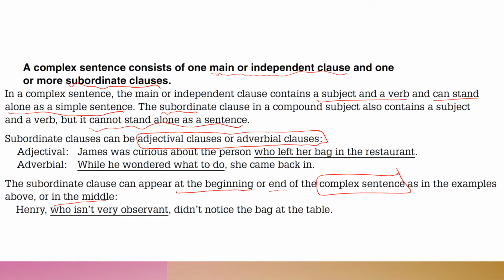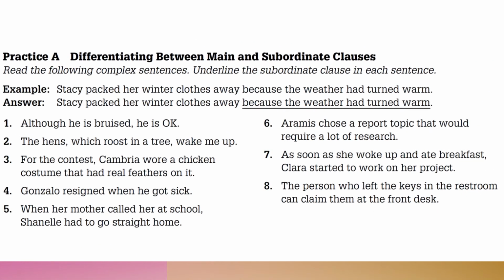All right, now let's move to the practice. Practice A, differentiating between main and subordinate clauses, and this is one of the objectives of this lesson, to learn how to differentiate between the dependent and independent clauses. We have to read the following complex sentences, then underline the subordinate clause in each sentence. Only subordinate, we will not focus on the main. When we underline the subordinate clause, the part we did not underline is the main clause.